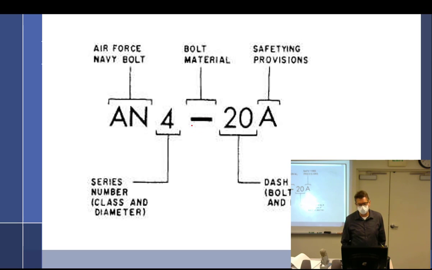Cad-plated steel, which is what color? Gold. If it's got a C, it's stainless steel, corrosion resistant or stainless steel, same meaning. And what color is it? Silver. Okay, it's one of those two things.